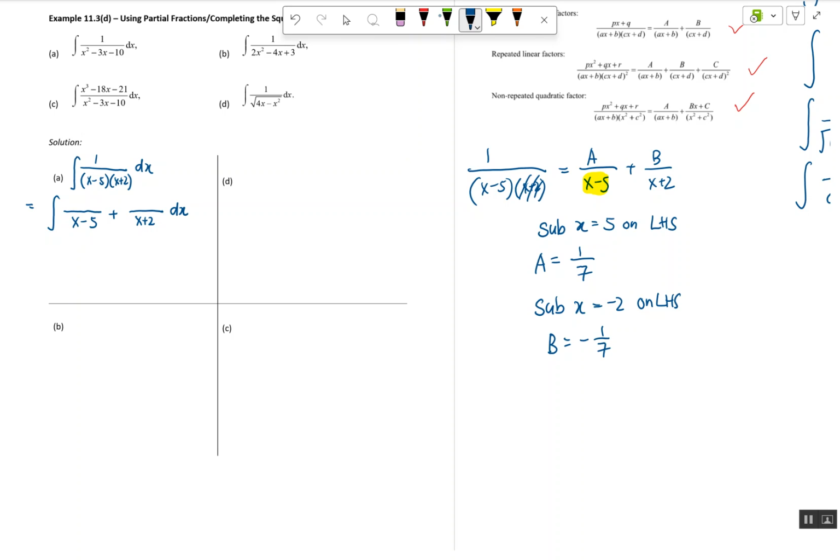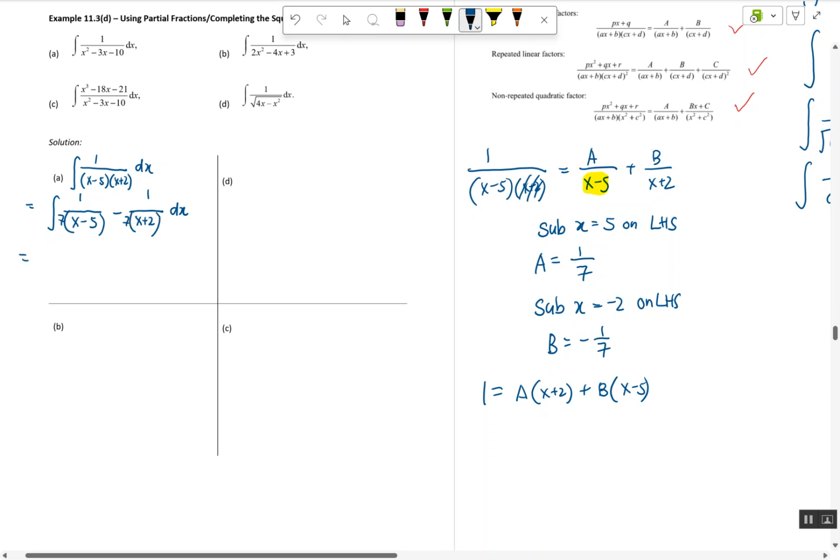If not, you can just say that the numerator 1 equals, I make a common denominator, then I talk about the numerator. I sub in x as 5 and x as negative 2, and I'll still get the answer. So I'm going to get 1 over 7 and negative 1 over 7. So this is 1 over 7, and this will be negative 1 over 7.